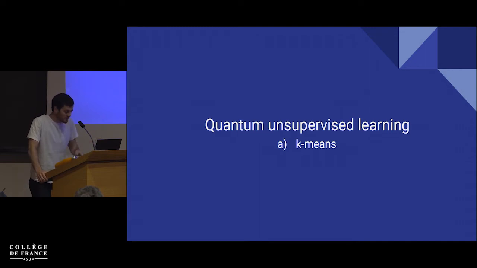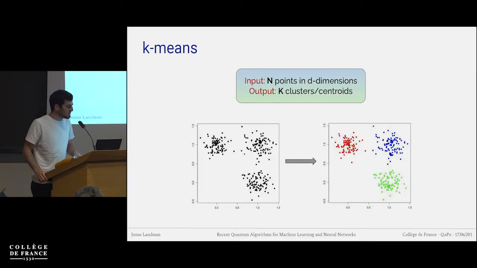There is a famous classical algorithm called the k-means, and the goal is to solve the clustering task. So what is clustering? It's pretty simple. You have points in space. You can imagine a high-dimensional space, and you assume that they are distributed among clusters, and you want to automatically find these clusters.